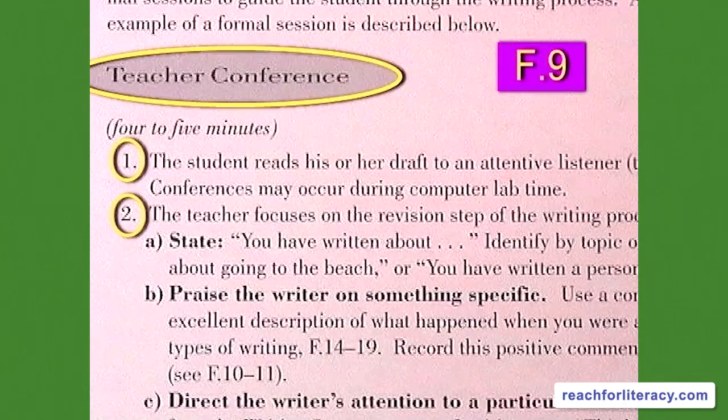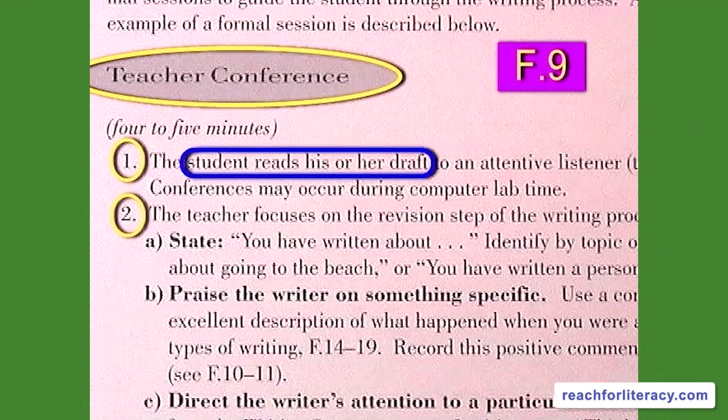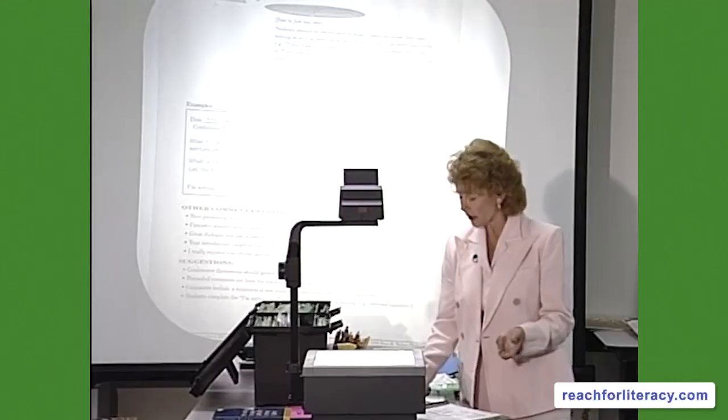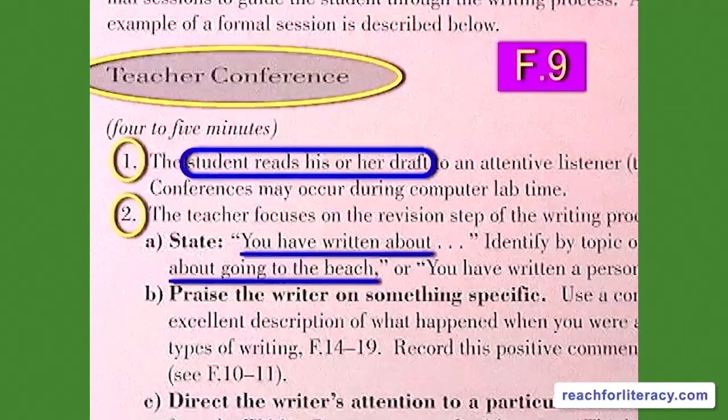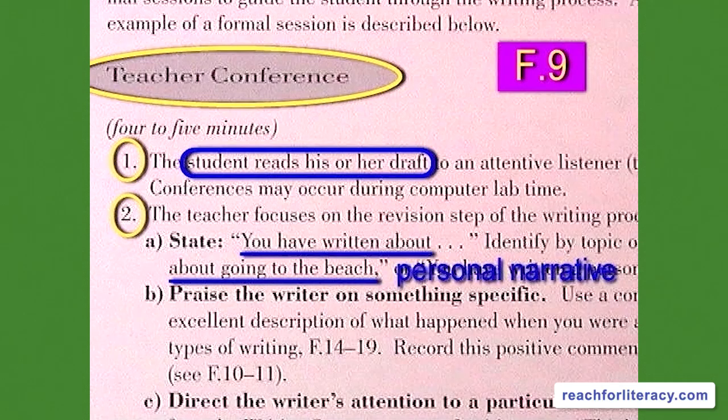The first thing you do is you ask the student to read their selection. If they've written a story, then you would say, you have written a story about, for example, going to the beach, which is the one that's given in your handbook. You have written a personal narrative. You're stating what type of writing it is that they have tried to construct.